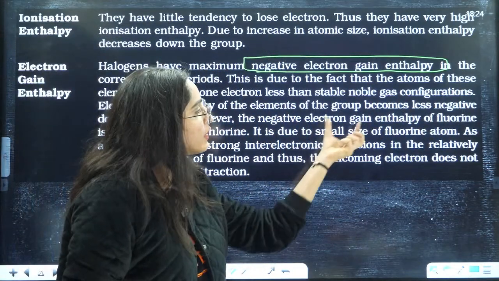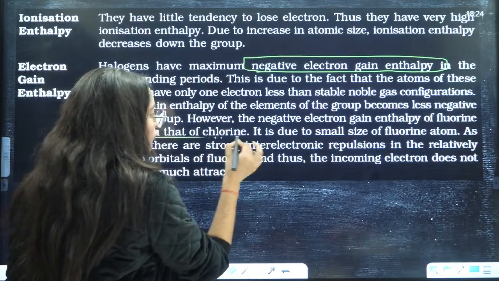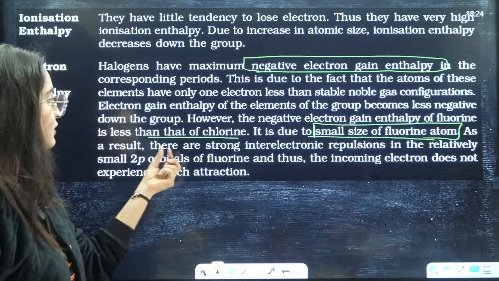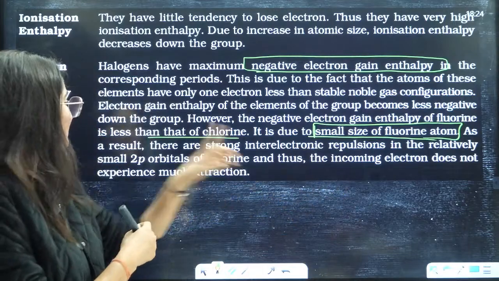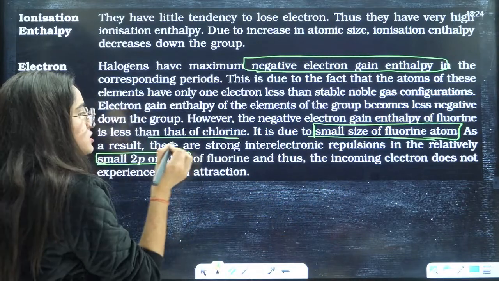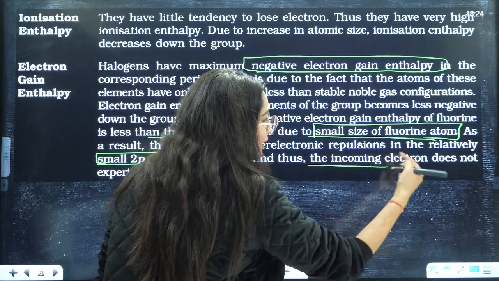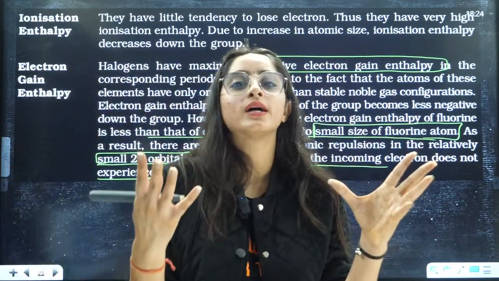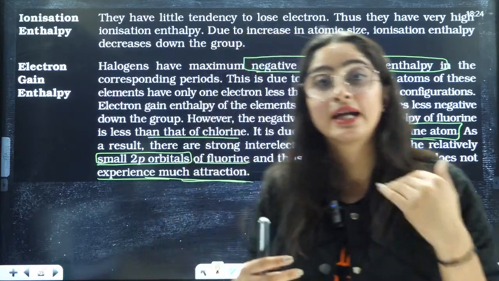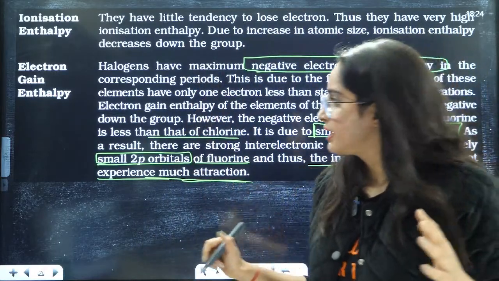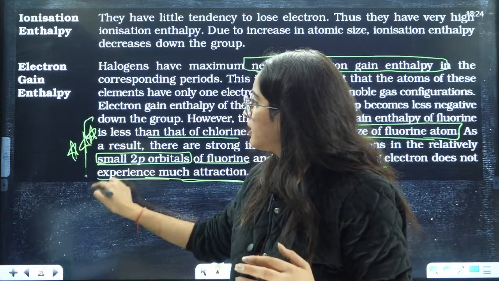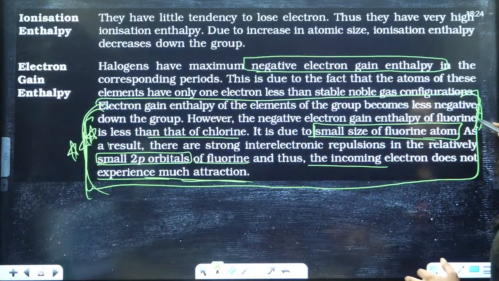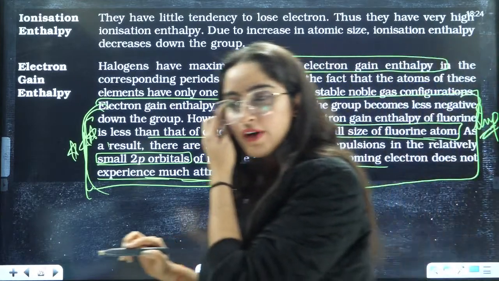However, the negative electron gain enthalpy of fluorine is less than that of chlorine. It is due to the small size of the fluorine atom. As a result, there are strong interelectronic repulsions in the relatively small 2p orbitals of fluorine. Thus, the incoming electron does not experience much attraction. Smaller size, lone pairs, they will repel each other. That is why it will not be able to gain the electron. Very important point. This whole paragraph is very important, mark it.